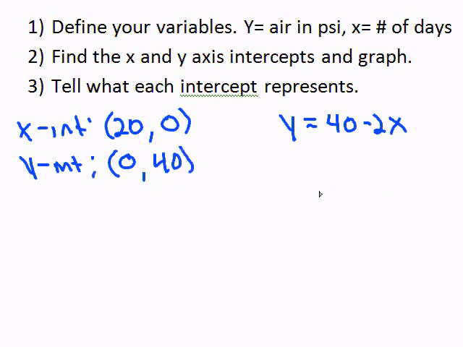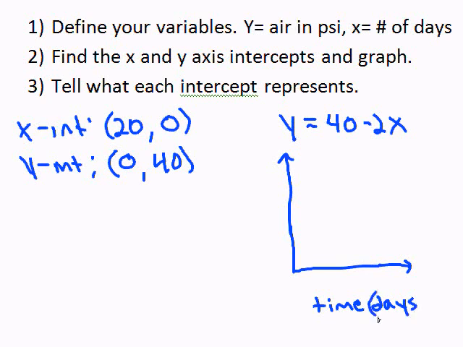Now we're talking about air pressure and time, and since we'll never go back in time in this situation, we can go ahead and make our axes all positive. The x-axis is going to be the time in days. The y-axis is going to be the psi, or the amount of air.